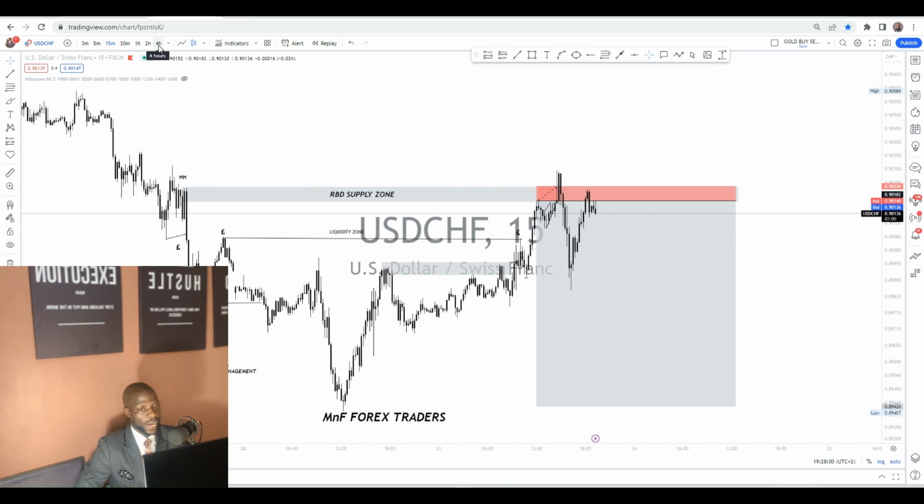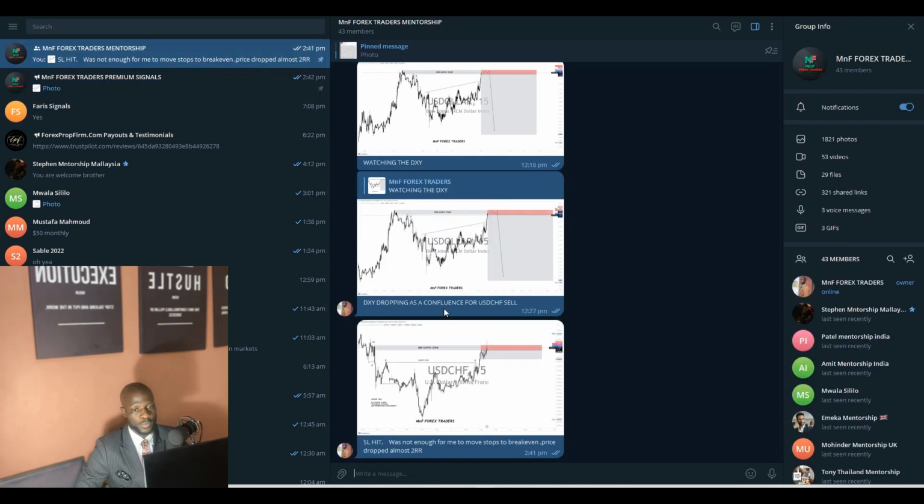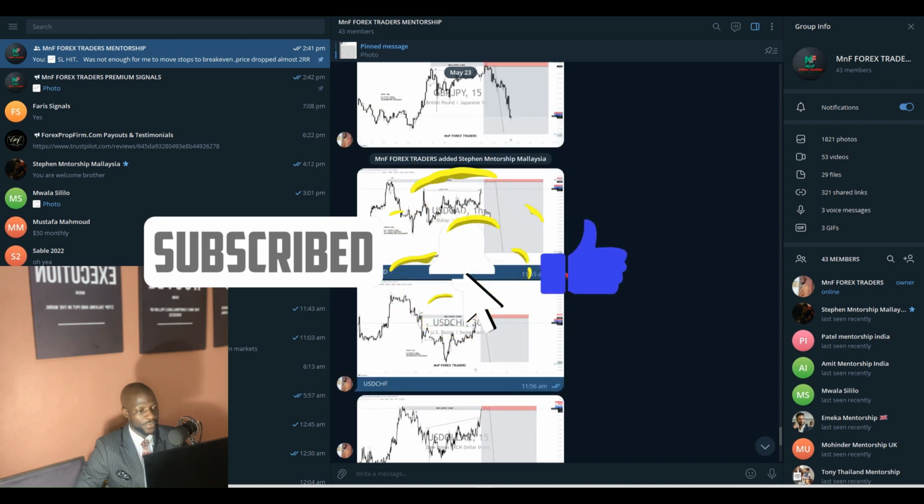All right, so we had a beautiful trade right here on USD Swiss. However, this trade turned out to be a losing trade. So let me just show you what happened before all this right here. So we had forecasted these two pairs right here, I mean the USD Swiss right here. Let me just show you where the whole thing started from.